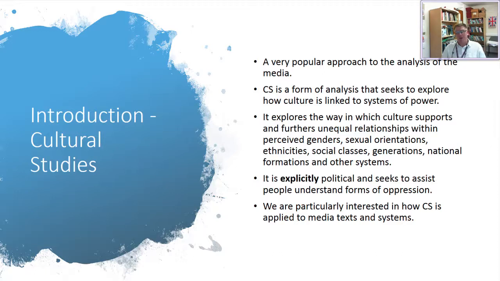Now, because of this, cultural studies is explicitly political. It seeks to assist people in understanding the various ways in which power operates in our society, and it has a progressive intention. It seeks to empower people to try and understand how this power works and how they can challenge it. Now, we're particularly interested in how cultural studies is applied to media texts and systems.